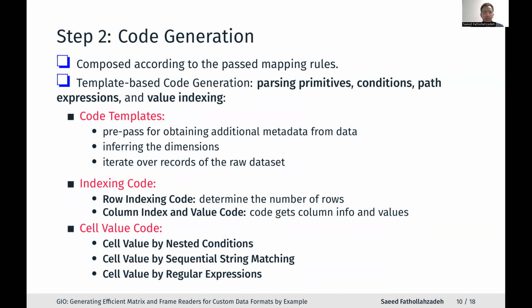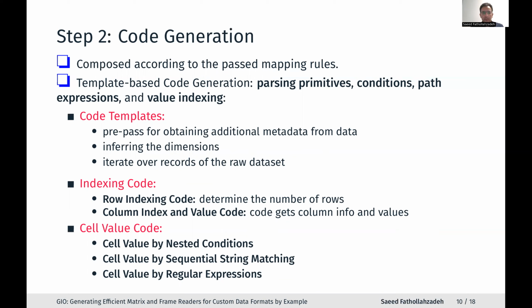After identifying the mapping rules from the custom data formats, GIO generates source code for reading data in these formats efficiently. We use a template-based code generation approach for parsing primitives, conditions, path expressions, and value indexing. This template has 3 steps.